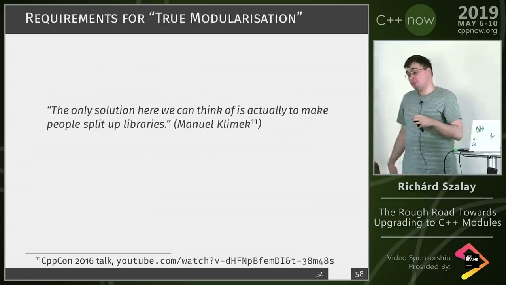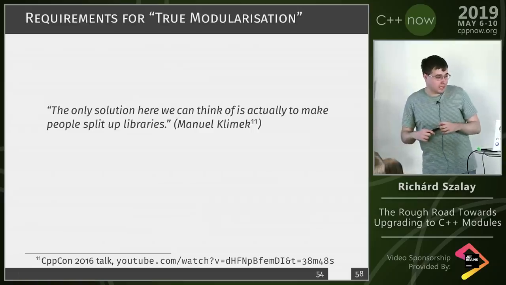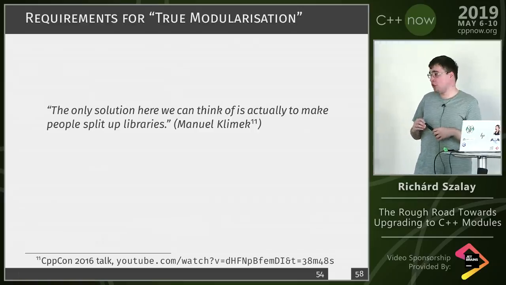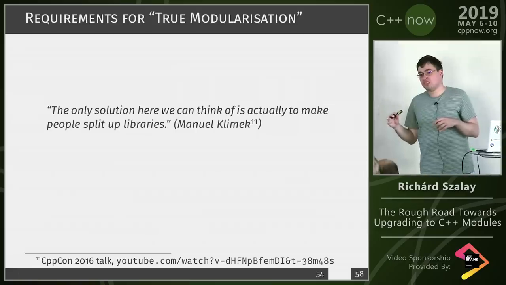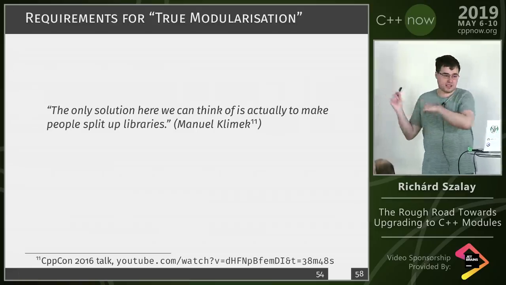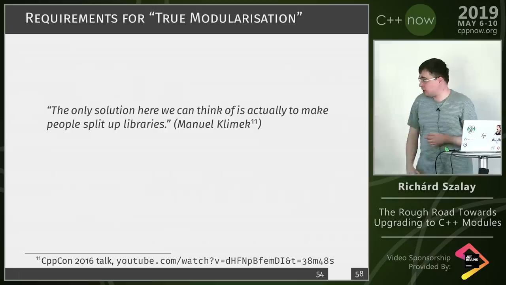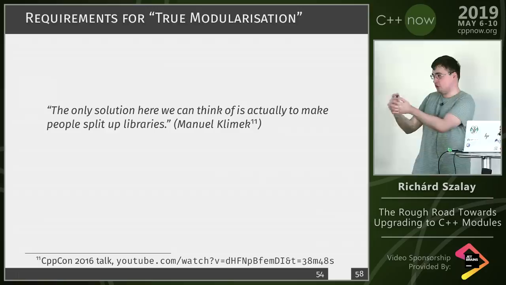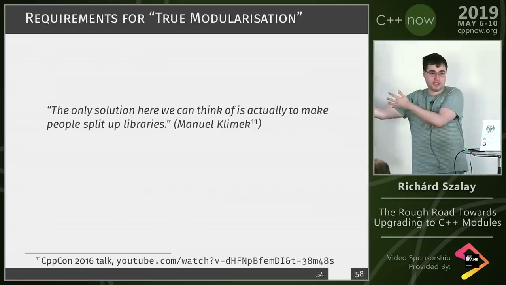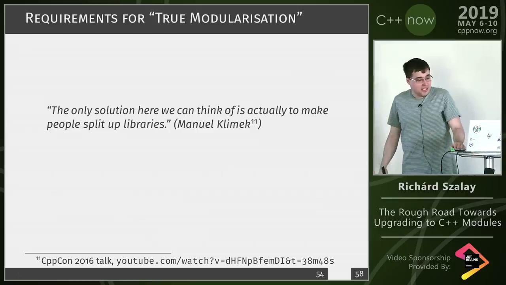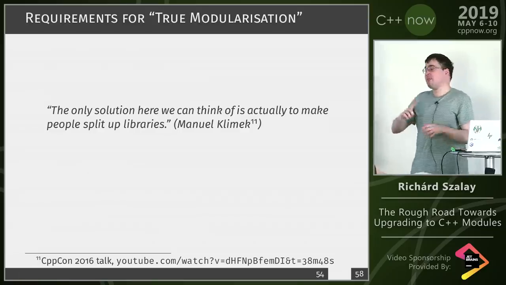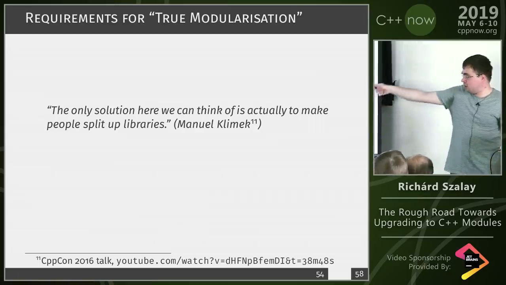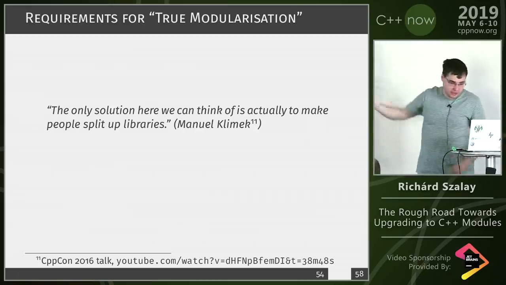People have investigated modules before. Manuel in 2016 talked about a different version of modules, the header-to-JSON kind of thing in Clang, in a distributed environment he has at his workplace. He said that because there were a lot of dependencies going back and forth, same concept, which create a Unity build as the result, the only solution he could think of is to actually make people split up their libraries. This is what Manuel said. Here's the timestamp in the video. You people who are watching, go watch this. It's a very good talk.